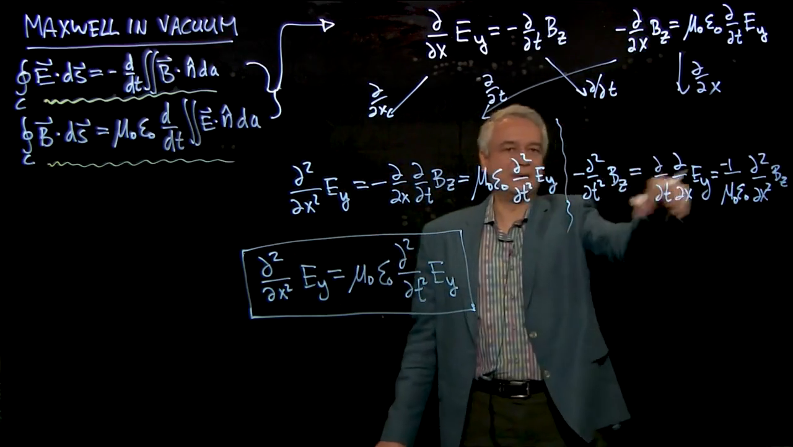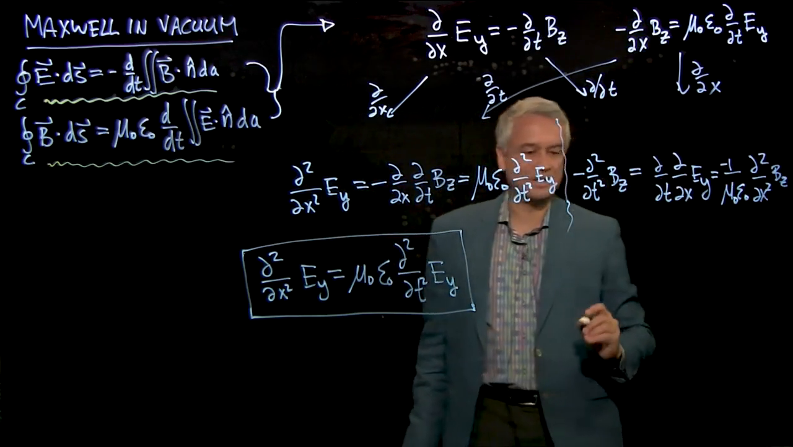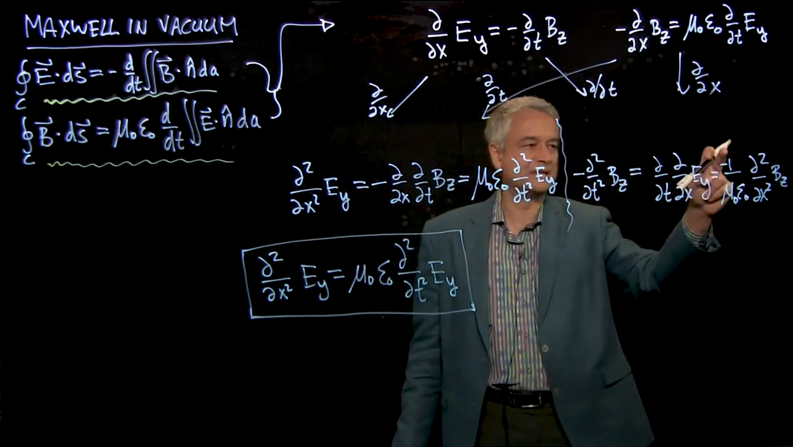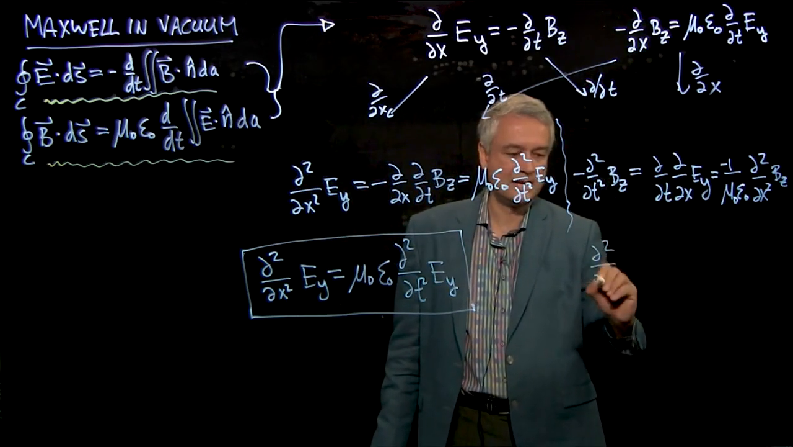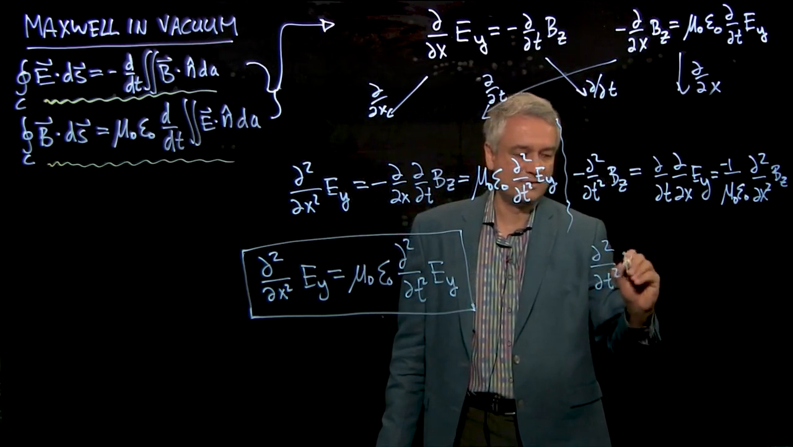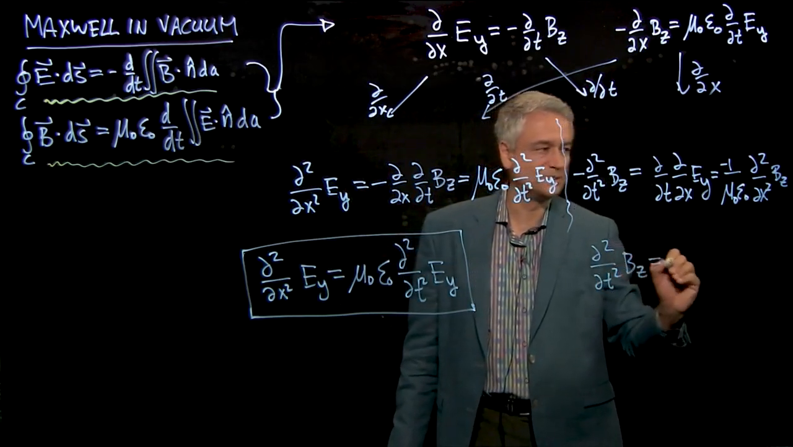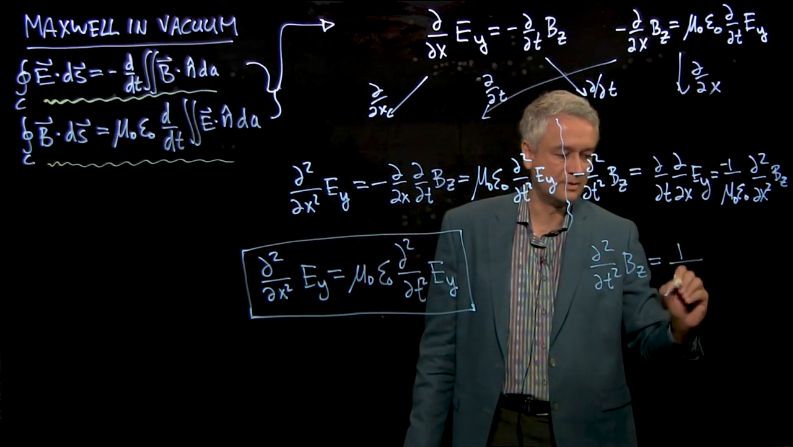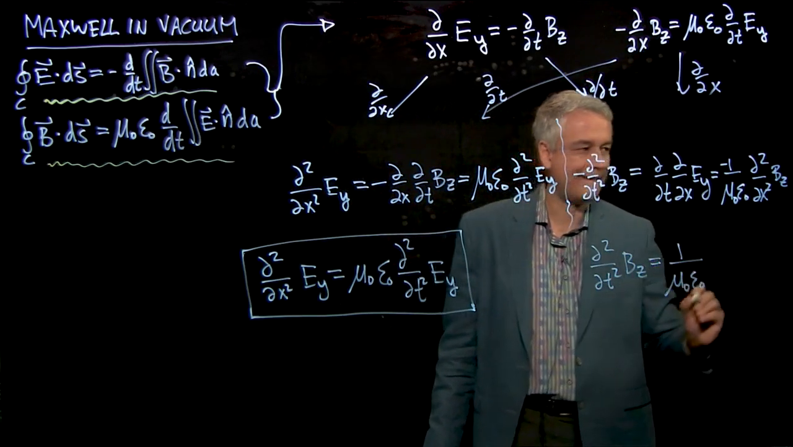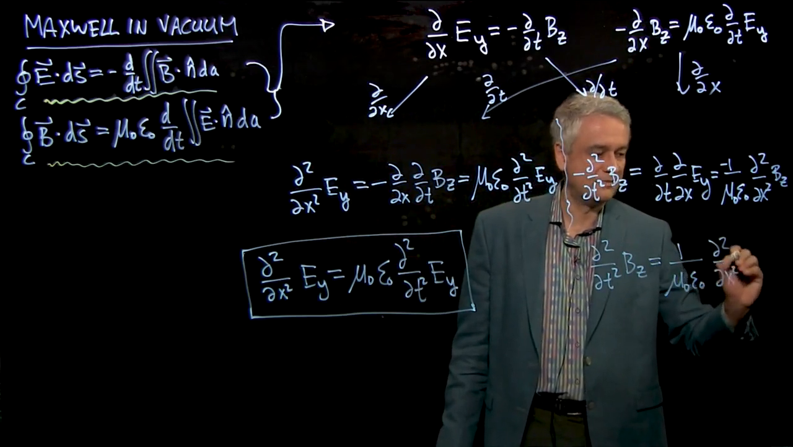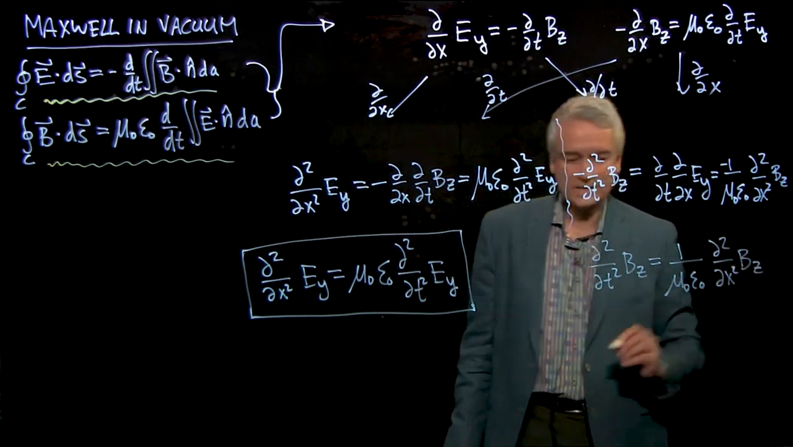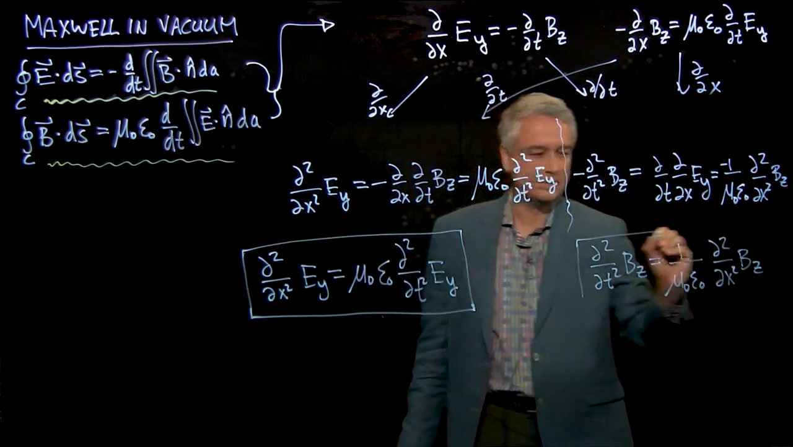And so eliminating this term in the middle and writing it out nicely and putting a box around it, and I also notice this minus is going to cancel that minus. I have d squared by dt squared of Bz is equal to 1 over mu naught epsilon naught d squared by dx squared of Bz. And I can put a box around it.